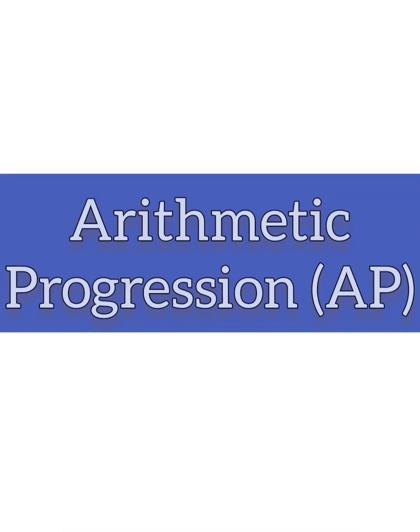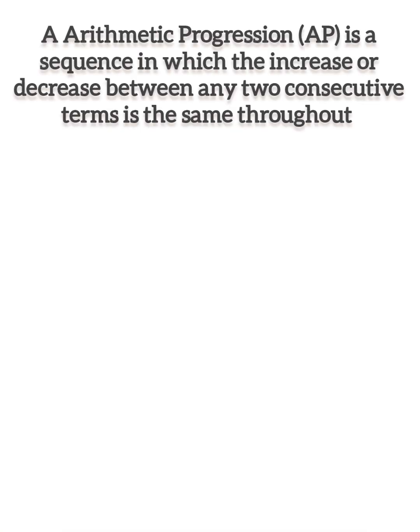Arithmetic progression, AP. An arithmetic progression is a sequence in which the increase or decrease between any two consecutive terms is the same throughout. Here are some examples. We have 5, 11, 17, 23, 29. Now, this is a sequence. If you observe, this sequence is increasing by 6. 5 plus 6 is 11, 11 plus 6 is 17, 17 plus 6 is 23, 23 plus 6 is 29, and their difference is 6.